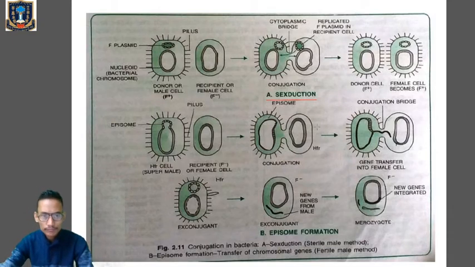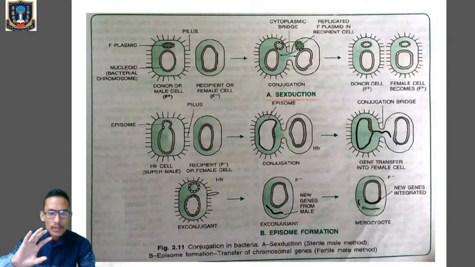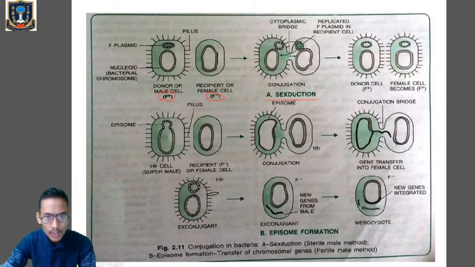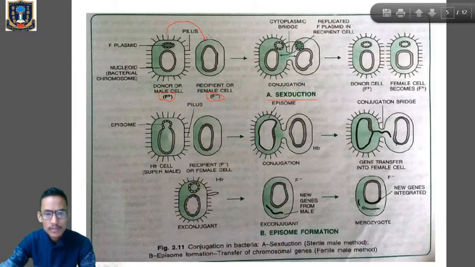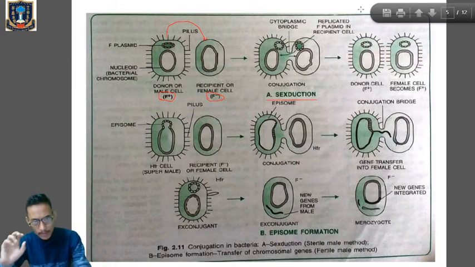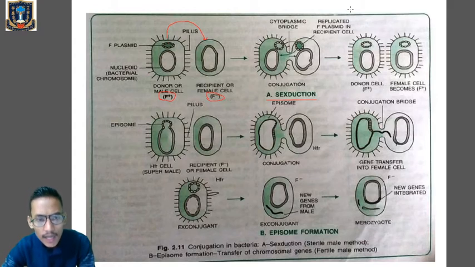First of all, you have to see which one is the male cell and which one is the female cell. Can you see over here the F plus? This is the male cell, the donor, and this is the recipient, the female, F minus. This is the plasmid, and this is the nucleoid or the bacterial chromosome. From the F plus, the transfer of genetic material must occur to the recipient. Clear? So the donor, the male cell, gets attached to the recipient cell. The F plus cell will be attached to the F minus cell with the help of pili, or pilus.